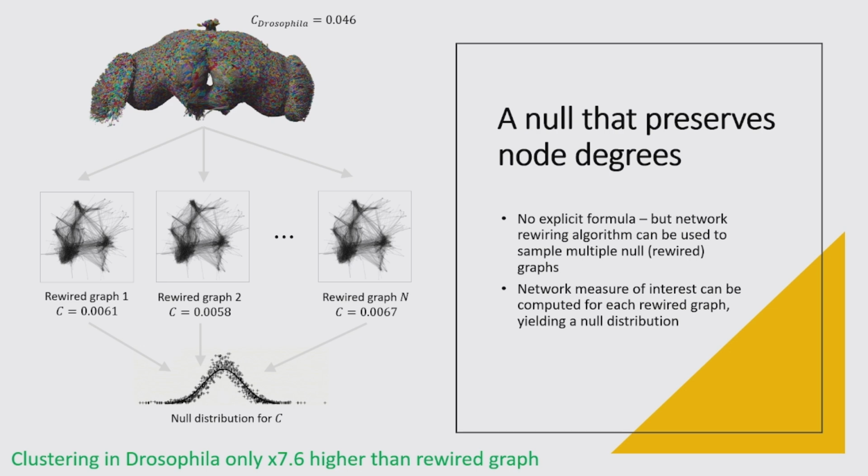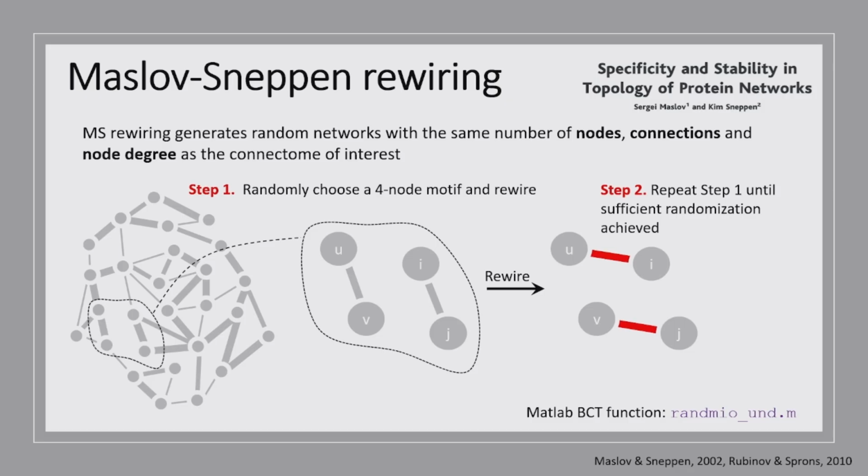So how do we actually rewire? How do we generate these samples that I've shown there on the left? How do we rewire a graph? The classic rewiring algorithm is referred to as Maslov-Sneppen rewiring, and this was proposed, well, more than 20 years ago now. It was used to rewire protein-protein interaction networks. But this has become a very widespread algorithm, and it's a very easy algorithm to understand.